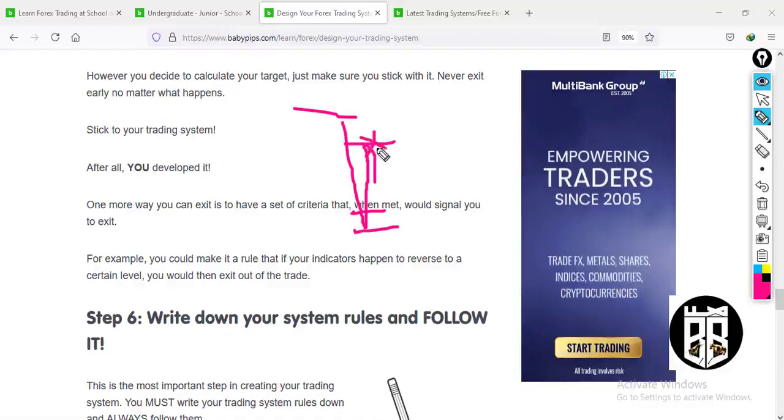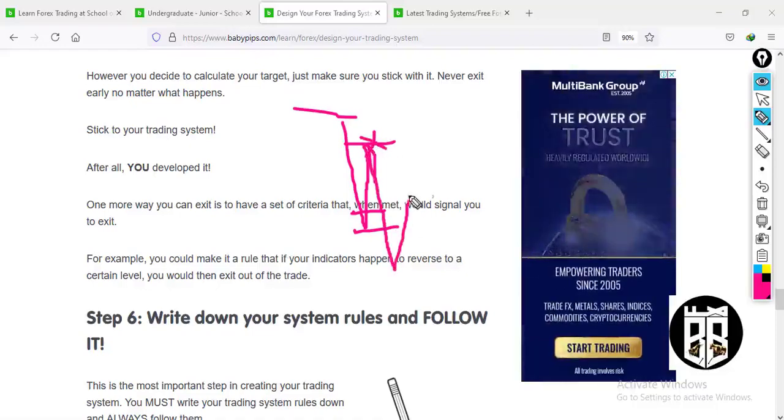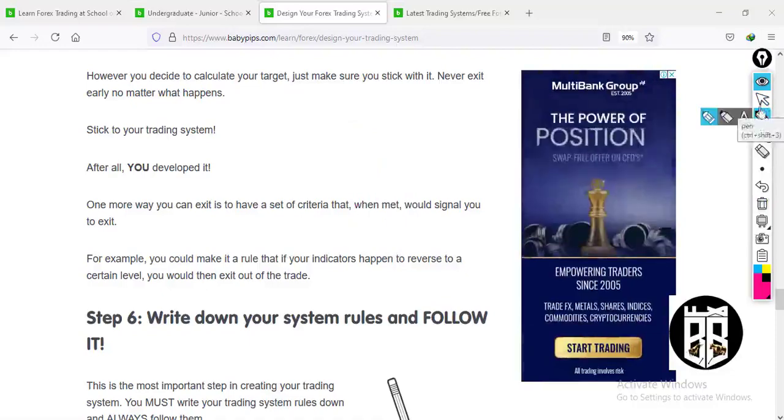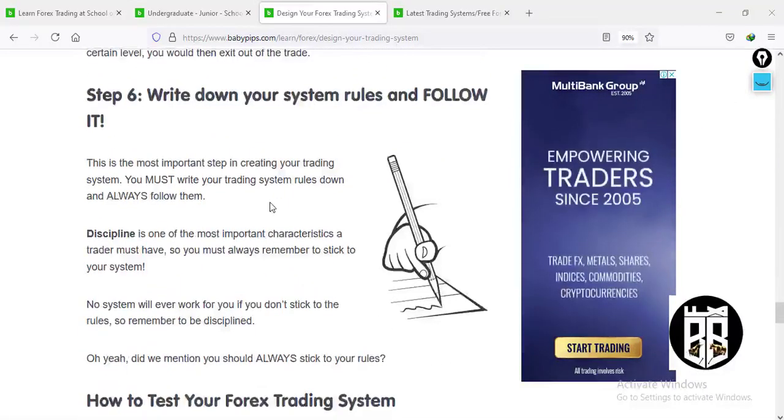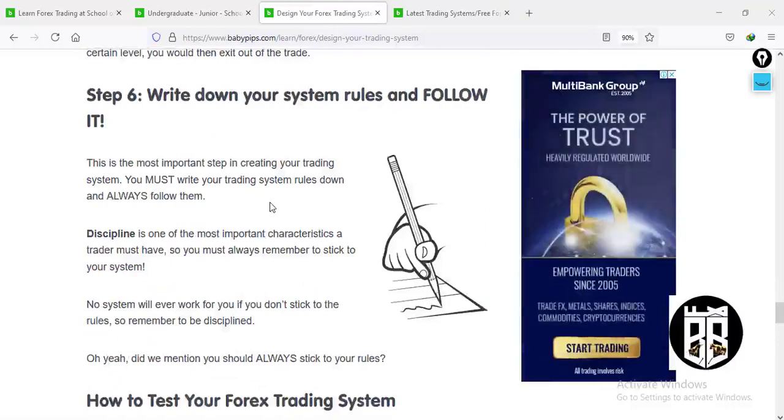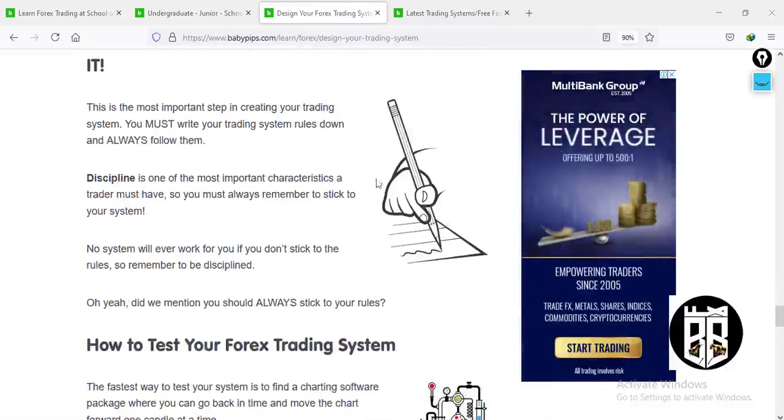At the moment you close the trade here, you find out that the trade starts going down again. You're like, oh my goodness, why did I close my trade? Okay, so you have to understand that those are some of the things that you're going to experience while you are trading. Now, the sixth step is to write down your system rules and follow it.